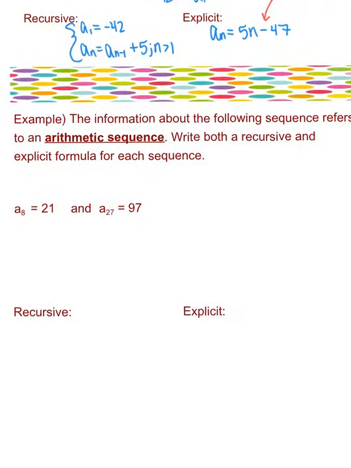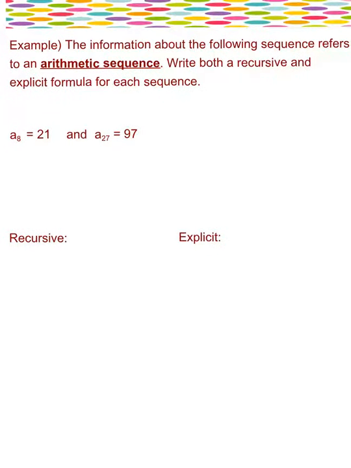All right, so I've got one more example. In this example, it says the information about the sequence refers to an arithmetic sequence. Write the recursive and the explicit formula for the sequence. Here I'm given a sub 8, the 8th term is 21, and a sub 27, the 27th term is 97. So here I'm not given the first term, I'm not given the common difference, I'm given two different terms in the sequence. So what I'm going to do is, again, I'm going to think about this as a function. So it says the 8th term is 21, and the 27th term is 97.